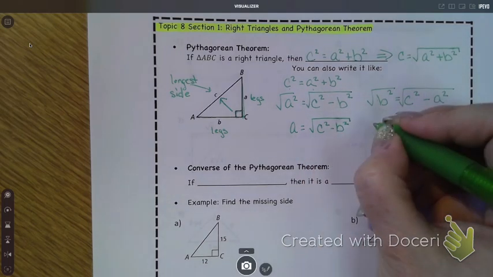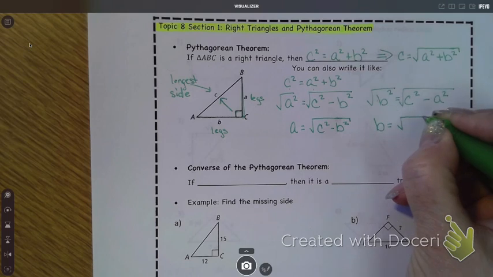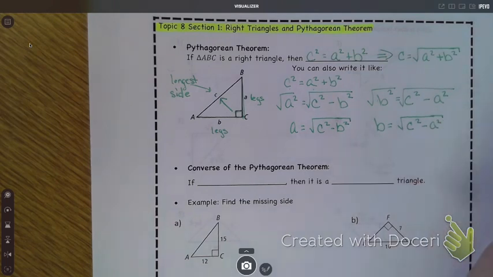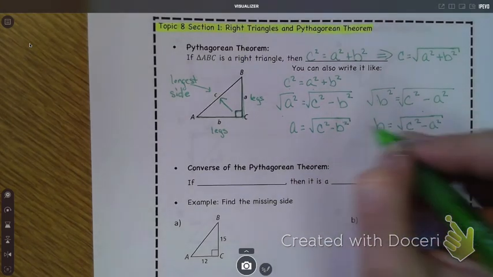And B would equal the square root of C squared minus A squared. Why is A equal to that? When you scoot it over, it's B. Because here's one problem, here's another problem. I'm doing two different problems.